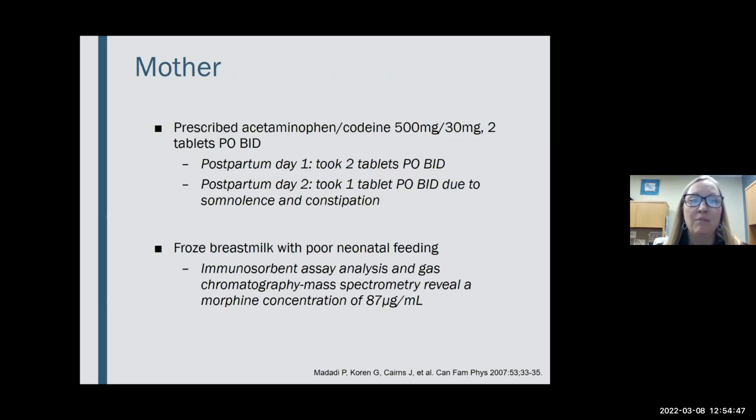What happened? Well, mom was prescribed Tylenol with codeine. Postpartum day 1 she took 2 BID. Postpartum day 2 she took 1 BID. She was also getting tired and constipated, so she stopped. Baby was not breastfeeding very well, so she froze her breast milk. Breast milk concentrations of morphine showed 87 micrograms per mil, with a normal breast milk concentration of 2.2 nanograms per mil. So she had 40,000 times higher than expected codeine levels in her breast milk.